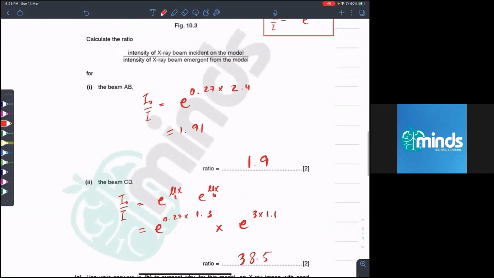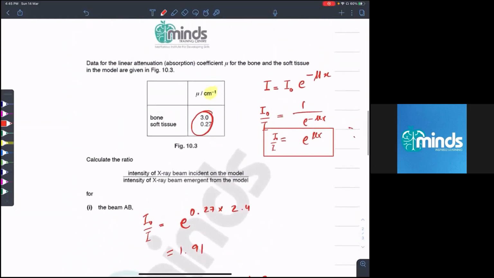Now, if you look at the absorption capabilities, bone is 3 per centimeter and soft tissue is 0.27. So it means that there is much greater absorption in bone than soft tissue. So this will help us in obtaining a higher contrast ratio. If mu was almost the same for bone and soft tissue, then the image won't have a higher contrast. So you won't be able to differentiate the gray area and the white area.